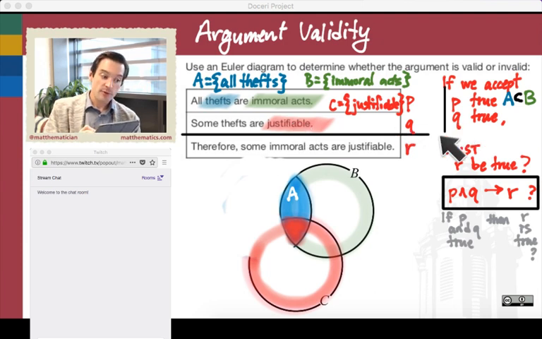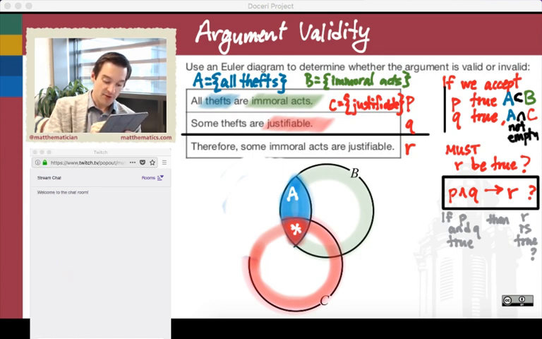And if I grant that Q is true, then, I'm going to put a little asterisk here in the middle, that must mean that A intersect C is not an empty set. So that's another way to translate that premise into logic: A intersect C is not empty.